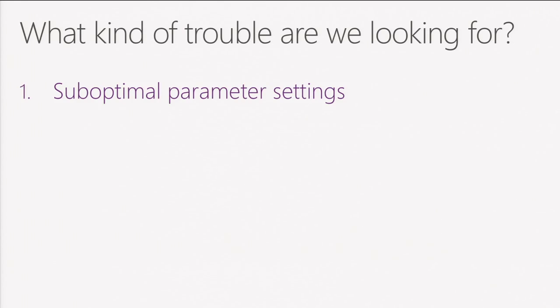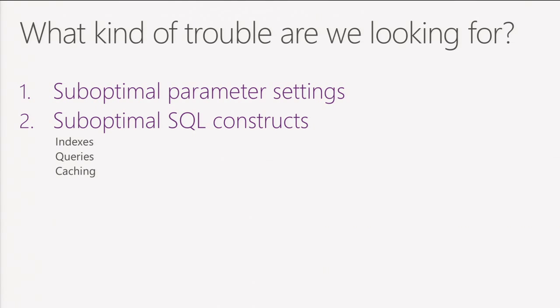The first thing is to set some expectation as to what kind of trouble we are actually looking for. There can be a number of things wrong. It can be that the parameters you set up are not optimal. As part of the troubleshooting, we may discover that you're not using a set of parameters the way it's intended. It can be that there's a problem with some of the SQL statements or constructs executed against the database. It can also be that the actual setup, so the indexes or the caching for a given table, is not optimal. It can also be that there is some suboptimal implementation of a given algorithm.